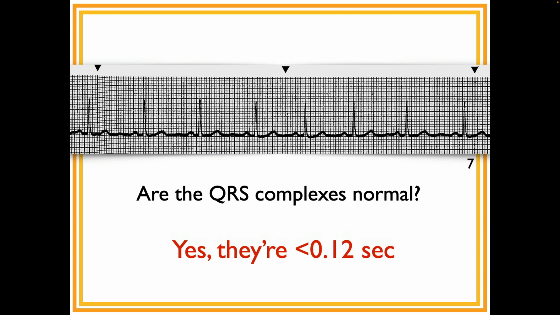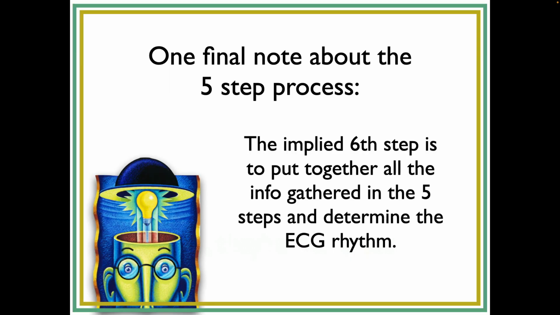Okay. So one final note, and then we're going to take a break. It's funny, we go through the 5 steps, and there's kind of an implied 6th step. After we've said, is it regular, what's the rate, what do the P waves look like, PR interval normal, QRS complex normal, we put that all together. What is it? Okay, so that's our job.